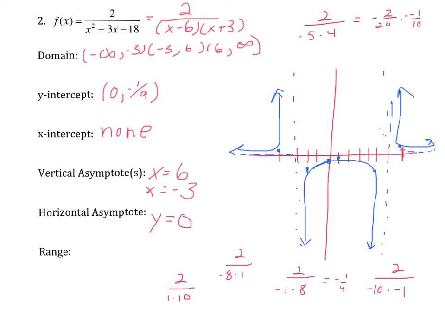Alright, so now to do the range, we have that our graph goes from negative infinity up to 0, and then 0 again to infinity.